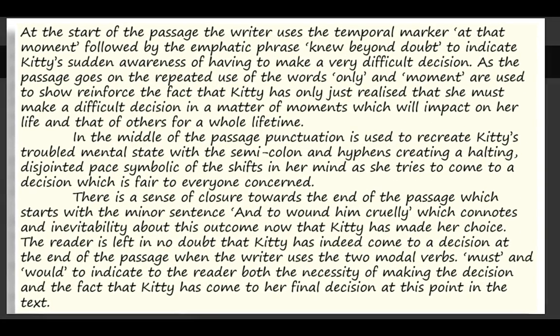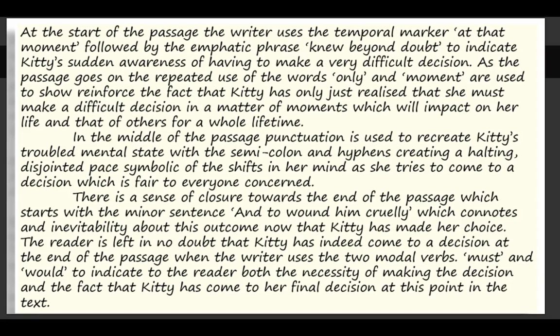So here is the response. I'll read it through and then I'll take you through it a bit at a time and explain why it would be a high scoring response. At the start of the passage, the writer uses the temporal marker "at that moment," followed by the emphatic phrase "knew beyond doubt," to indicate Kitty's sudden awareness of having to make a very difficult decision. As the passage goes on, the repeated use of the words "only" and "moment" are used to reinforce the fact that Kitty has only just realised that she must make a difficult decision in a matter of moments which will impact on her life and that of others for a whole lifetime.